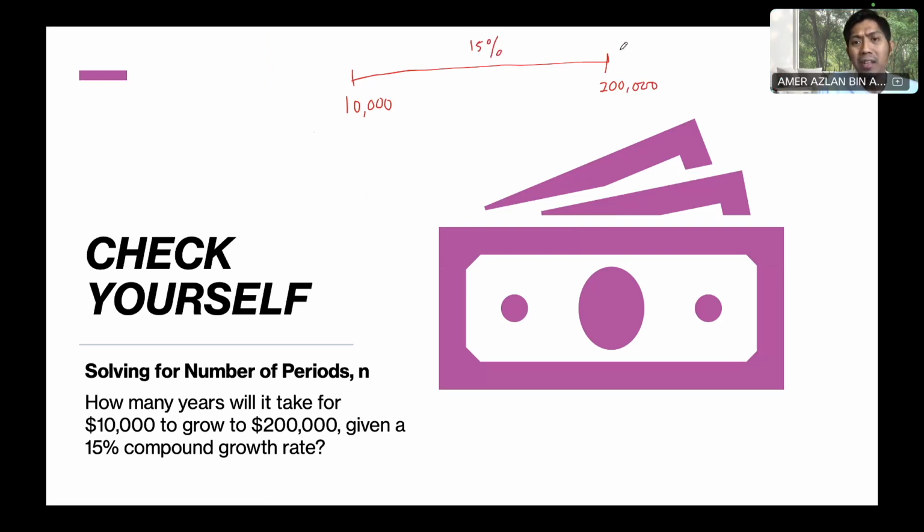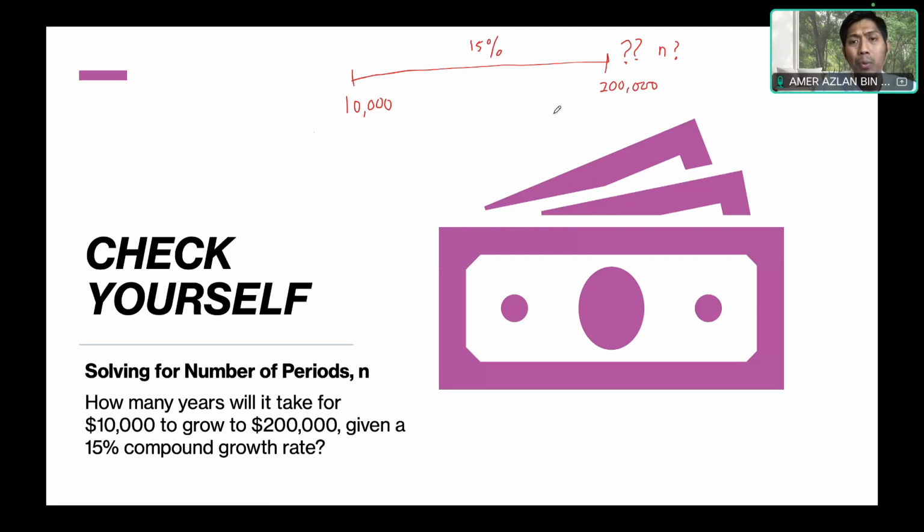The question is, how long will it take for this $10,000 to grow to $200,000? Meaning to say you want to find the N, the number of years. You put this $10,000 in a 15% return account, and you want this money to grow to $200,000. The question is, how long will it take? So how do we calculate this?